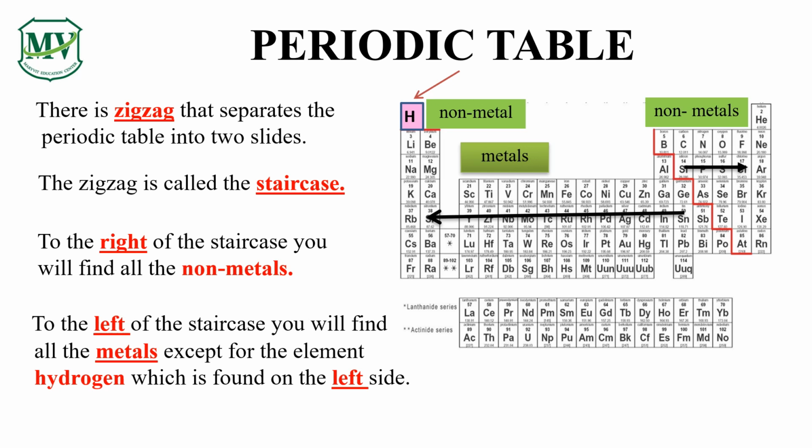Look at the picture on the right side. This is what the periodic table in your book would look like if you followed the instructions I told you earlier. Does the periodic table that you did look exactly the same as the picture that you see on the slide? Awesome!